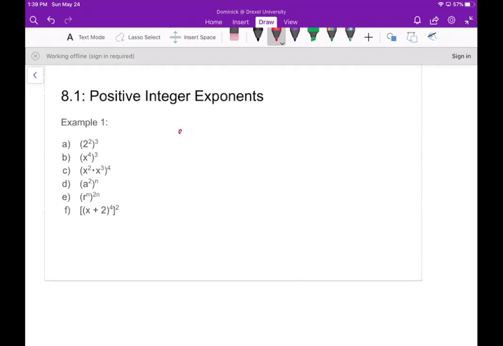In part A, we have 2 squared all to the third power. By our power to a power rule, we can multiply these exponents and we get 2 to the 6th. If you multiply out 2 by itself 6 times, you should get 64. In part B, we have x to the 4th all raised to the third power. If we multiply those exponents, we get x to the 12th. Since x is a variable, there's not much else we can do with that, so that's as far as we can take this one.